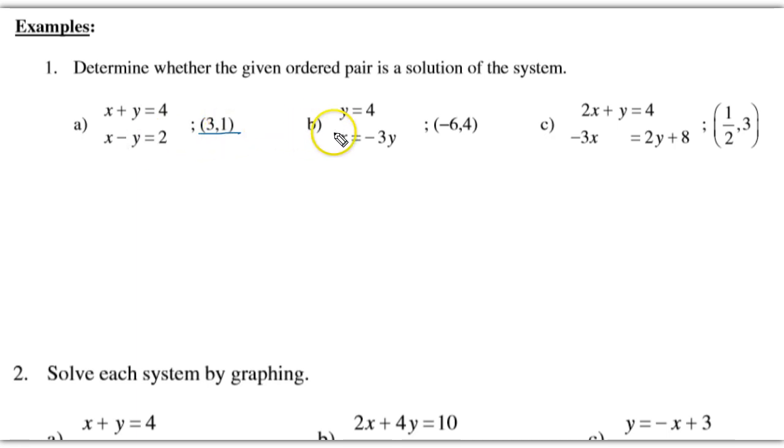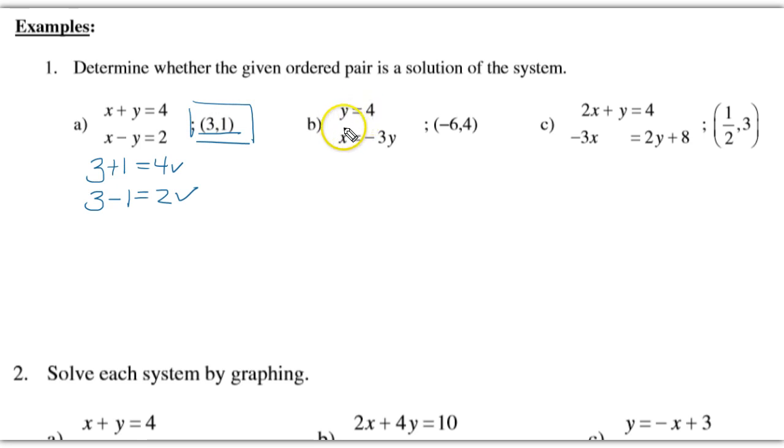And I'll be doing them here as well. So this first one will be 3 plus 1. 3 plus y, 1, is equal to 4. And that checks. That does equal 4. And here this is 3 minus the 1. Does that equal 2? Yes. So this is where, if you were to sketch these two equations, they would intersect.